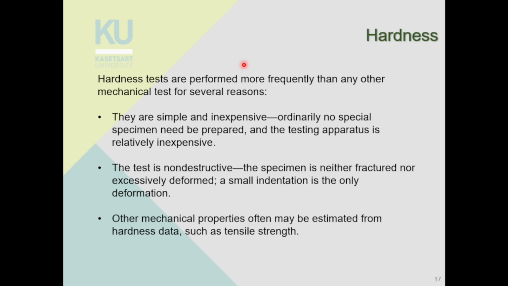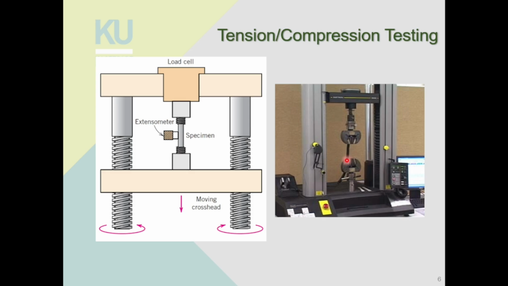And the most important reason why the hardness test is performed most frequently is that other mechanical properties, such as tensile strength, can be estimated from the hardness data. When you are doing the tensile test, you need a specimen of a certain size, quite a big specimen. You need a machine which is quite expensive. You need an extensometer, and you need a load cell to do the tensile test.